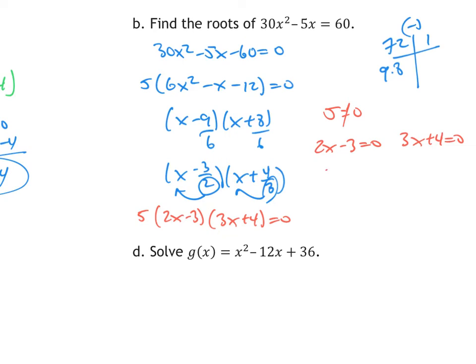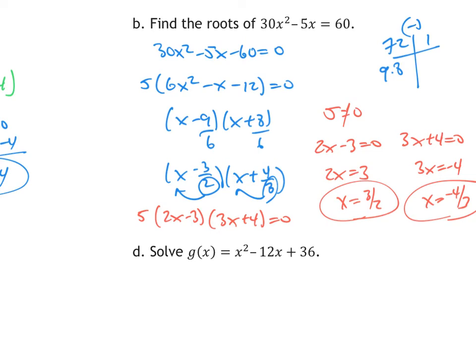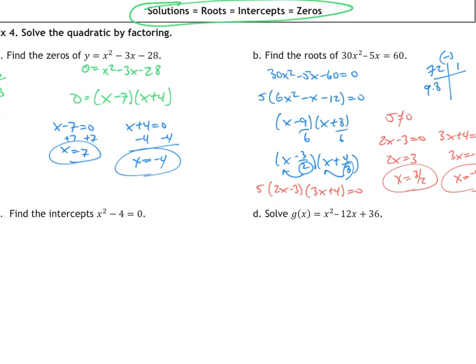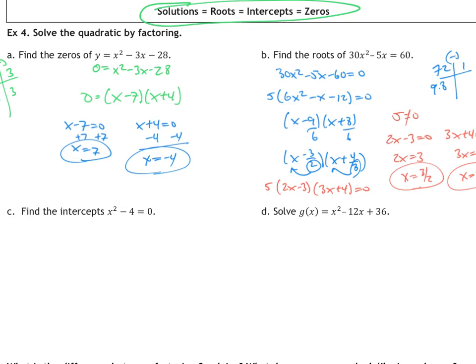So move that 3 to the other side, so 2x equals 3. So x equals 3 halves. Move that 4 to the other side, so that becomes a negative 4. Divide by 3. And I got negative 4/3. So I have my solutions here. Find the roots, just a different way to work. So it's adding that one more step in there.